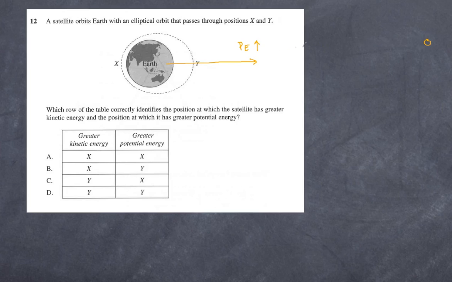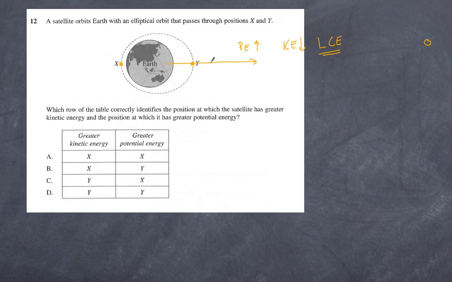But you don't get energy for nothing. So as you move away, potential energy increasing, but if it is in orbit, kinetic energy must decrease by way of the law of conservation of energy. And so therefore at Y the potential energy must be greater than X because X is closer.